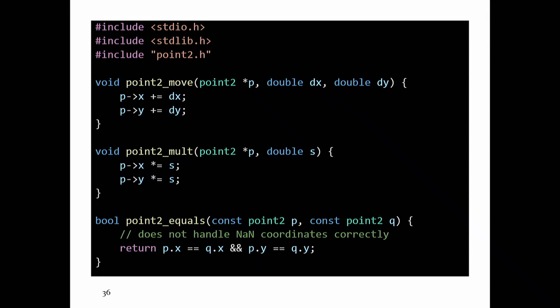Multiplying a point is exactly the same as moving a point. You just multiply x and y by s. For equals, I want to compare the x and y coordinates of p with the x and y coordinates of q. So p.x equals q.x and p.y equals q.y. This doesn't work if your point coordinates can be not a number, because not a number never compares equal to itself. It doesn't compare to anything as being equal, not even itself. So if you have to deal with not a number, that's not going to work.